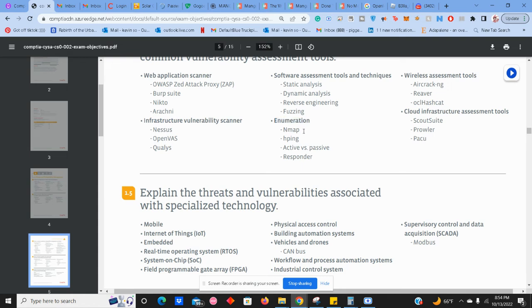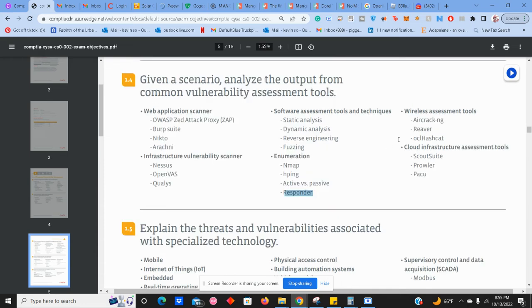For enumeration, we have nmap. hping lets you craft your own TCP packets. Active and passive: passive means it's not touching the system, active means it's touching the system. Responder is kind of like Wireshark, that's listening, but it's for Active Directory stuff.